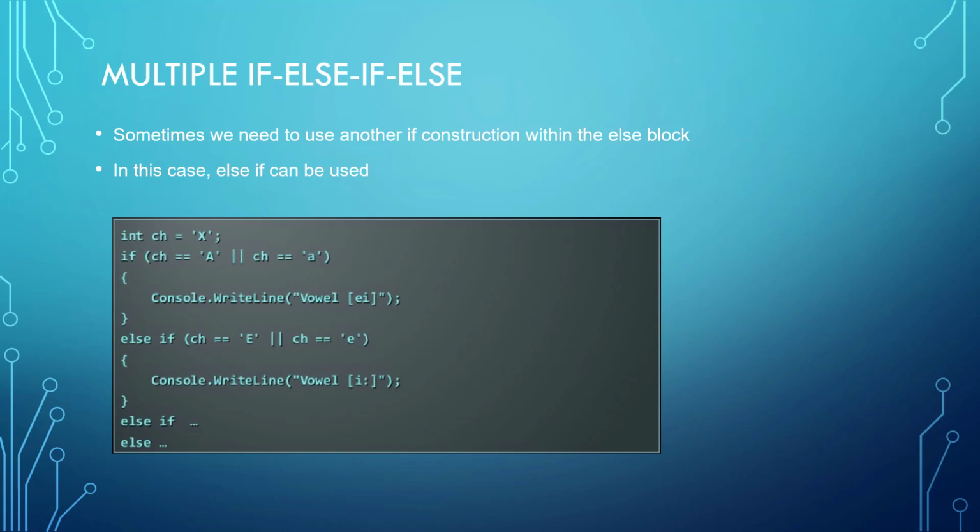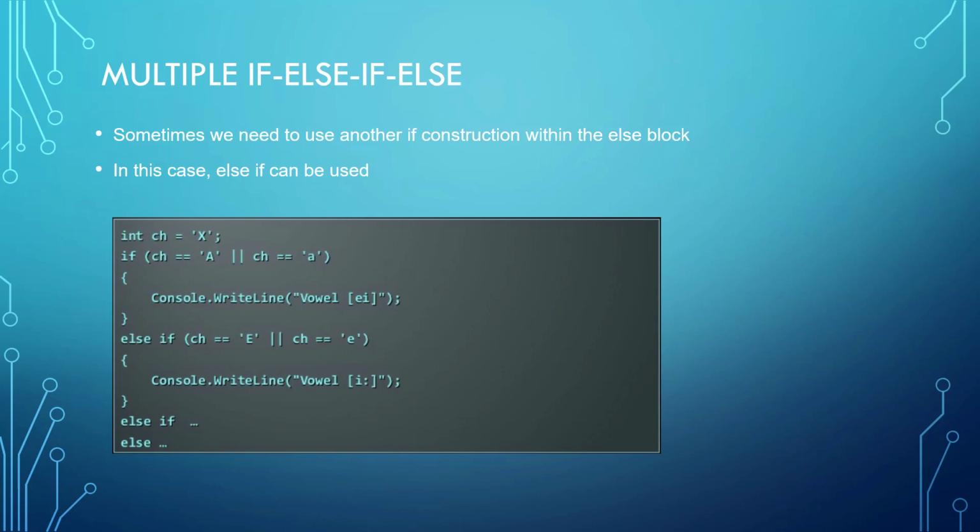So sometimes you may have multiple if-else blocks that run together. And so sometimes we may need to use another if construction within an else block. So what we can do is use what's known as an else if. So in this particular example here, we can see that there is an integer declared as ch, and in it we put a single character x.